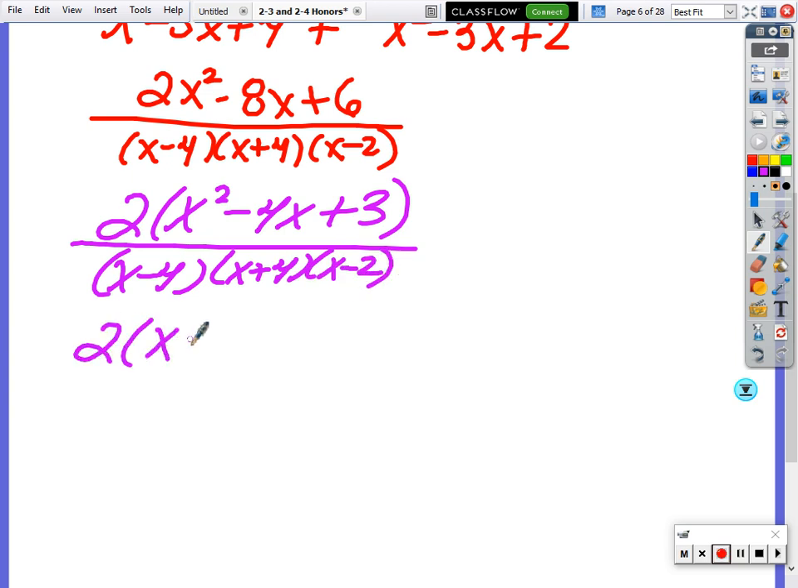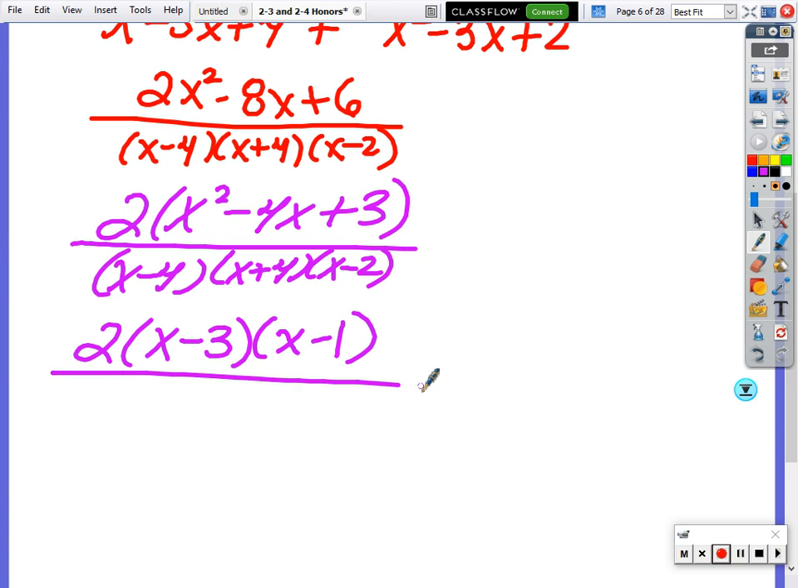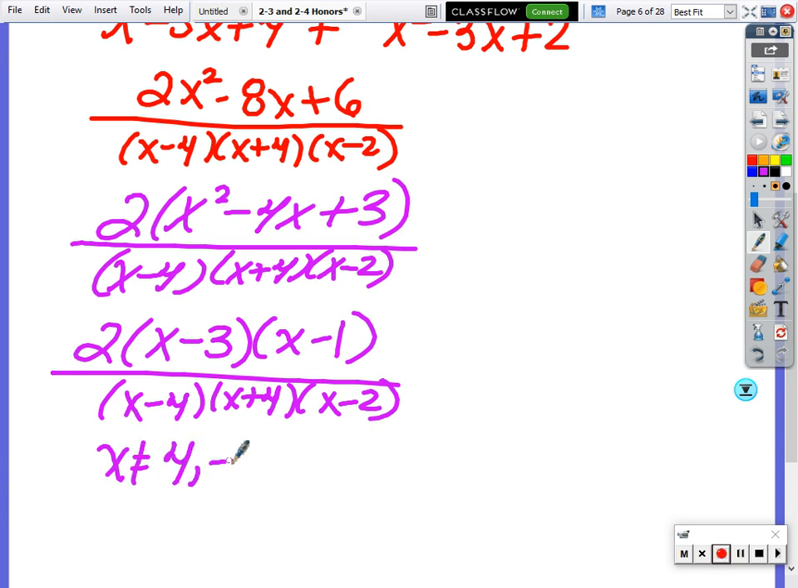So you said x, and then x minus 1. That's what you're saying? Yeah. x minus 4, x plus 4, and then x minus 2. Restrict first, then divide. x cannot equal 4, negative 4, or 2, and then divide out exact factors. Uh-oh. Nothing divides out, so that's our answer.